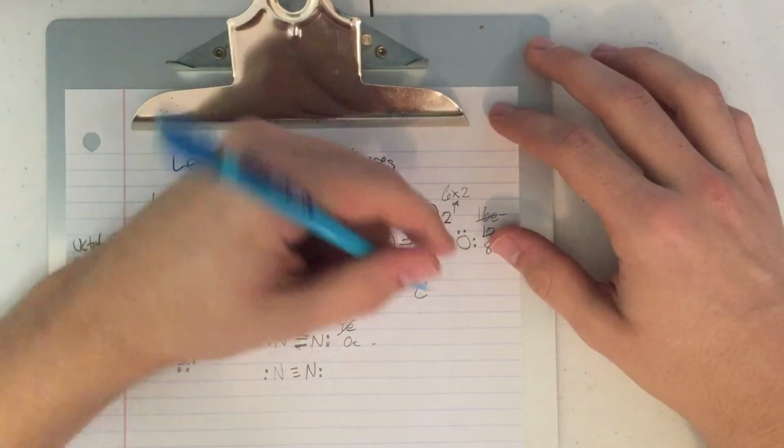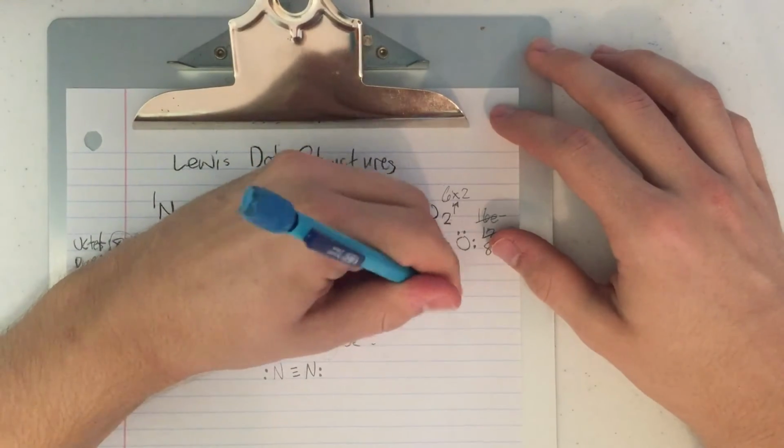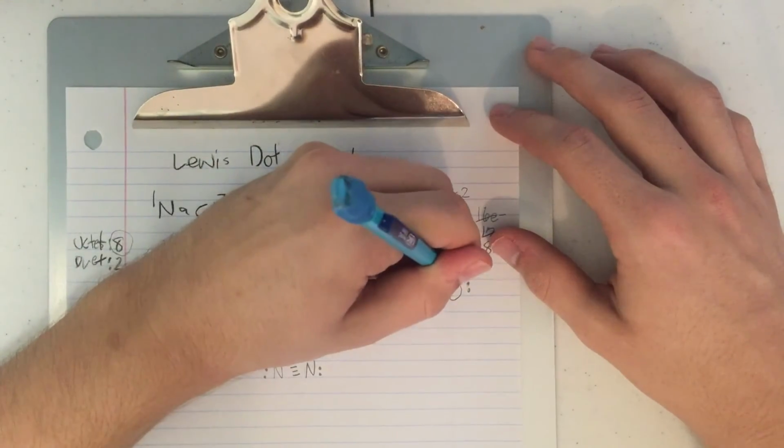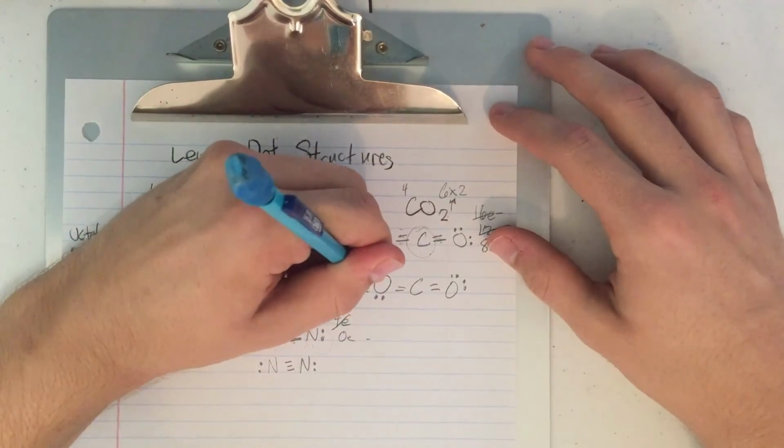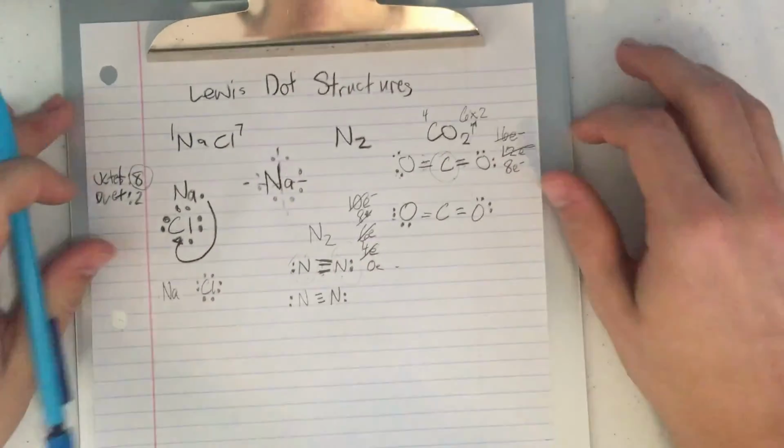So carbon is double bonded to each oxygen. I'll write them on opposite sides. So that would be the Lewis dot structure for carbon dioxide. I hope that was helpful.